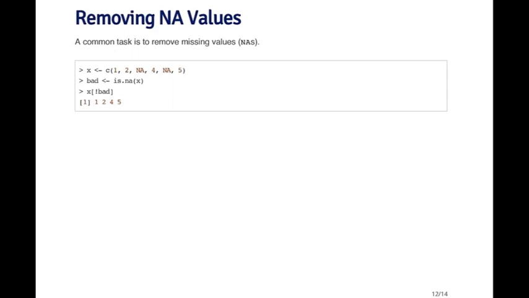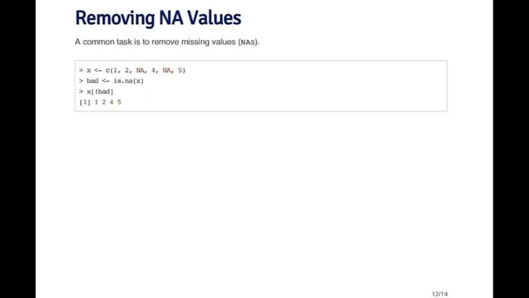This is a very simple example, which has the numbers 1, 2, and 4, and 5, but then there are missing elements, NA, in the third position and in the fifth position. So what I want to do is get a vector back that's just 1, 2, 4, 5, the non-missing values, and I want to strip out the missing values so I can maybe do some computation.